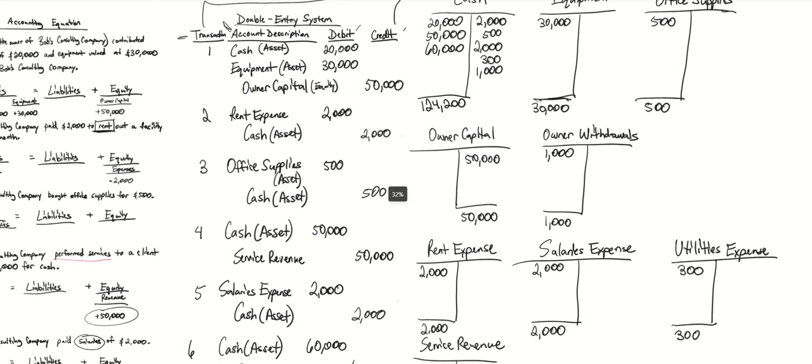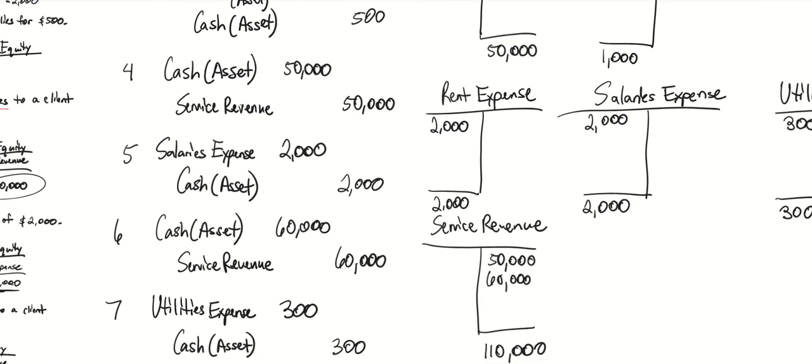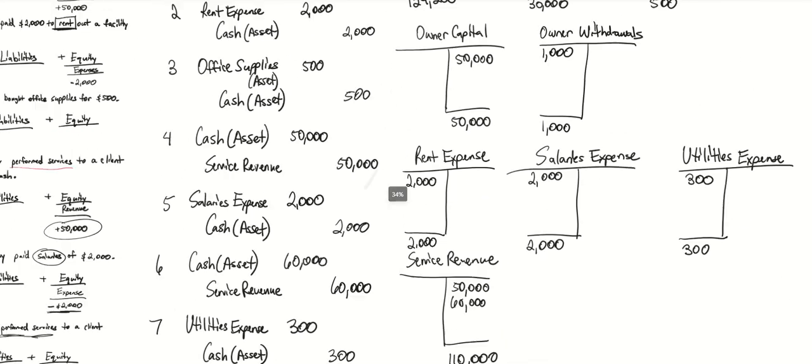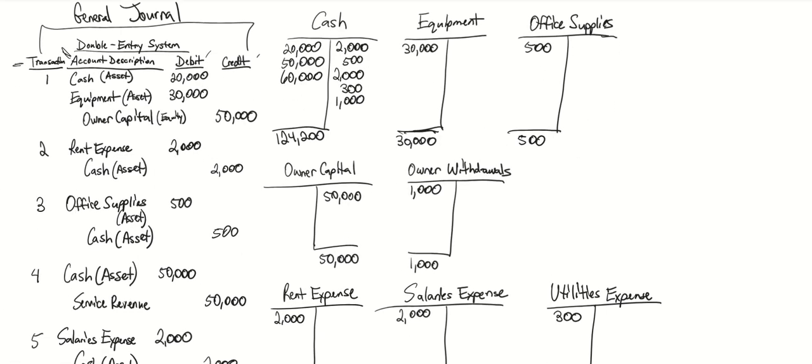So I zoom in here. We see that in the general journal, we used the double entry system to record all of the transactions in the company's books. We then summarize the transactions using the T accounts, and we summarize the transactions using a T account for each account.